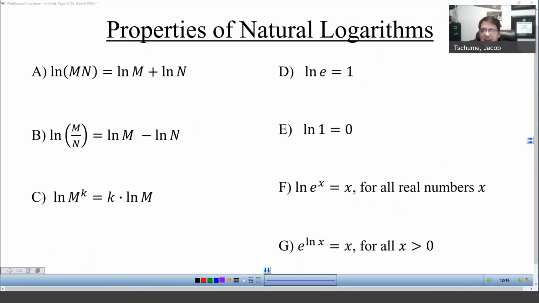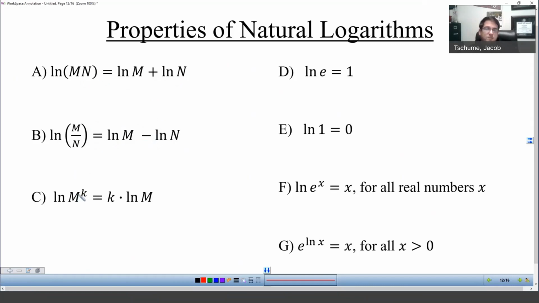So beginning with property A, if you have the natural log of 2 things being multiplied together, like m times n, you can break that up into the natural log of m plus the natural log of n. So multiplication breaks up into addition. If you have division, so if you have the natural log of m divided by n, division breaks up into subtraction. So this would be the natural log of m minus the natural log of n. So multiplication to addition, division to subtraction.